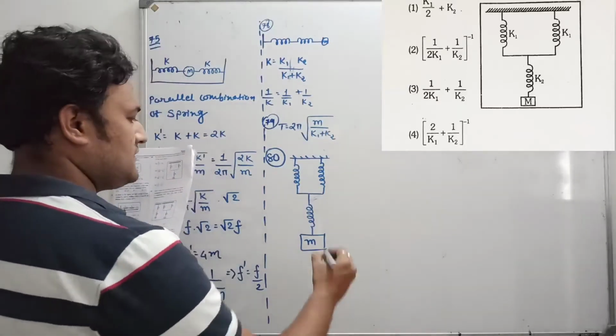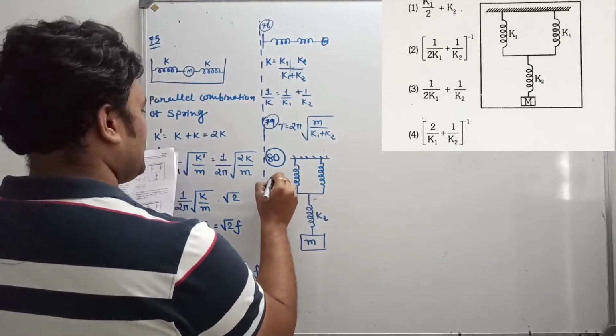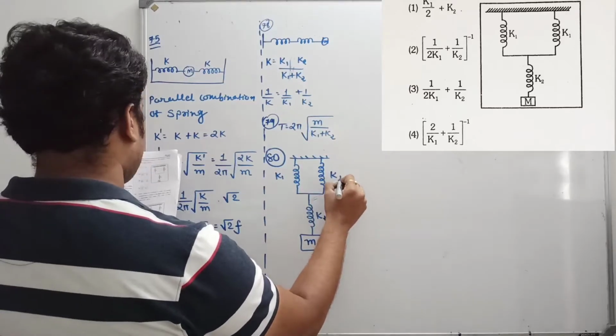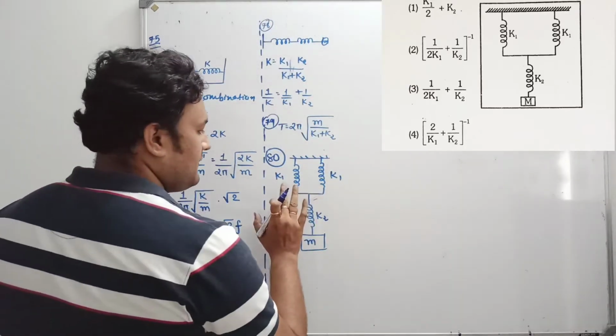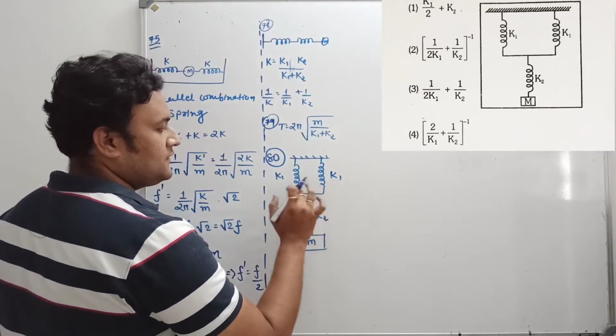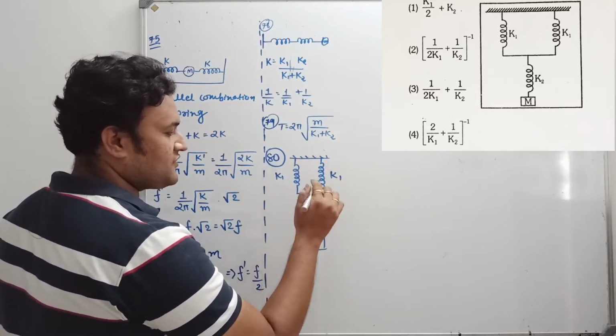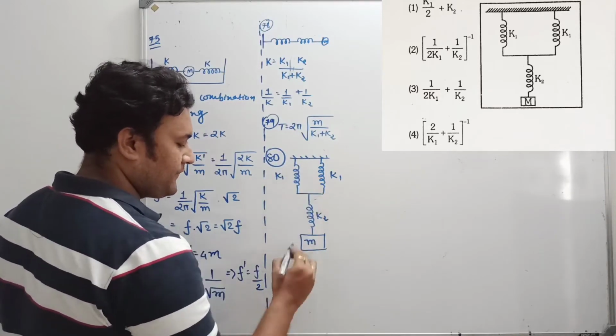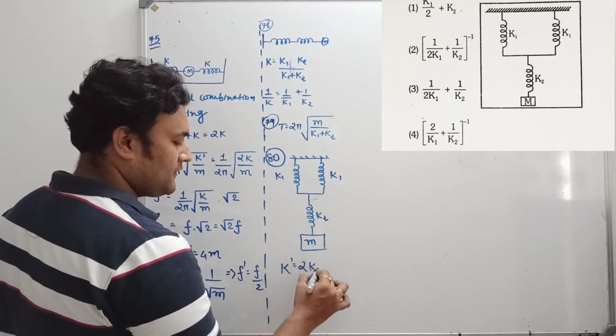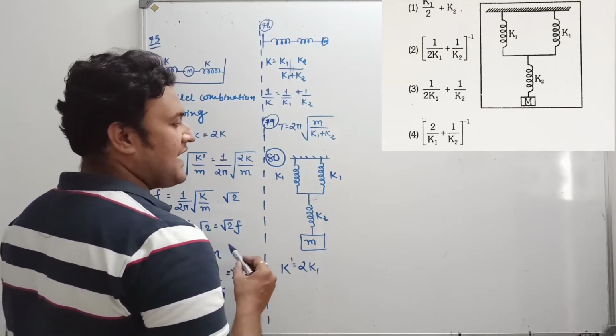Okay, so this is k2, k1 and here the k1. Okay, now we start from here. This is a parallel connection. The combination of k dash is equal to 2k1.